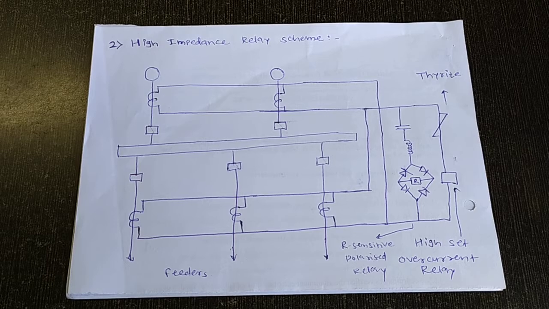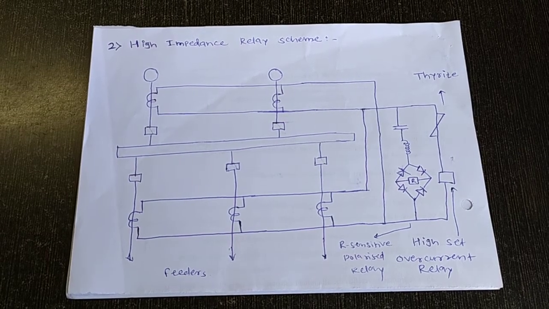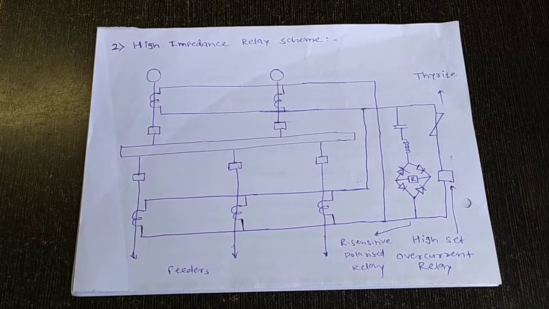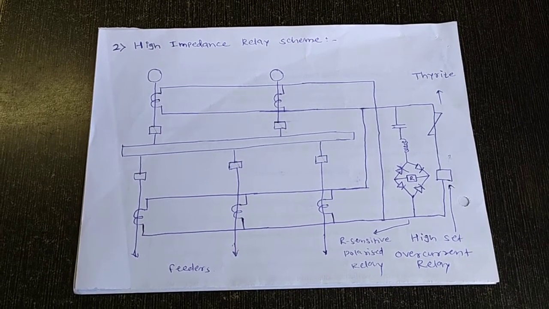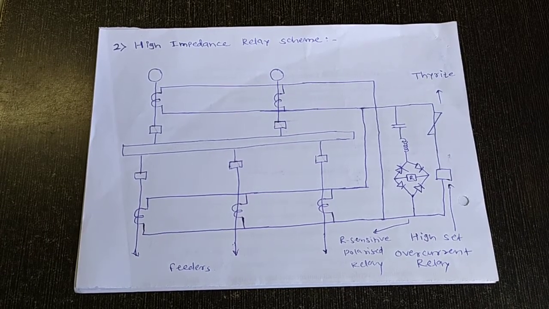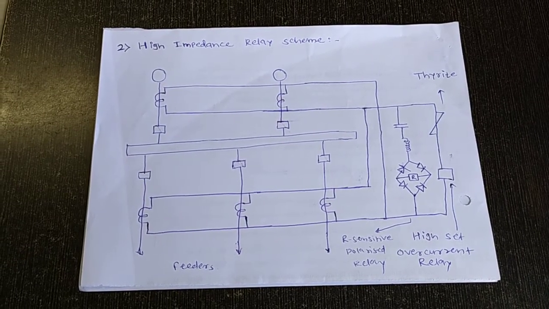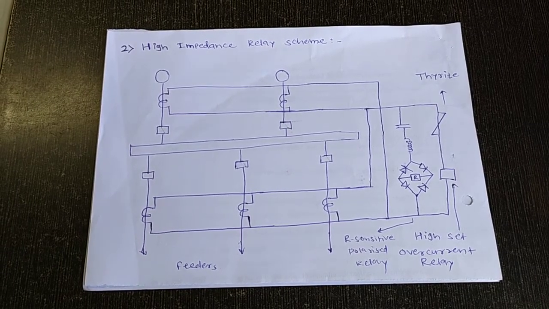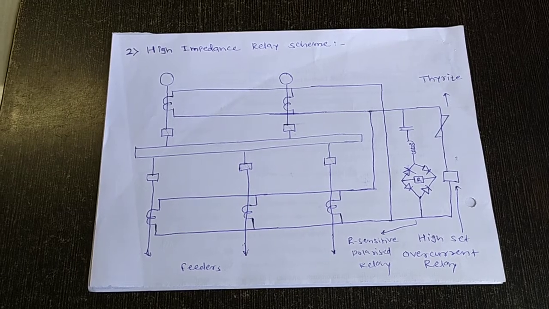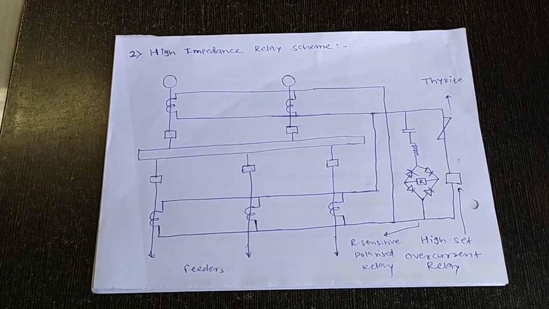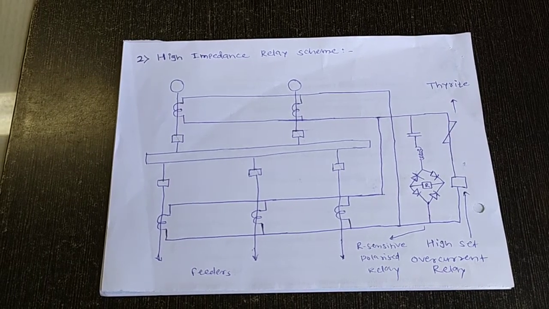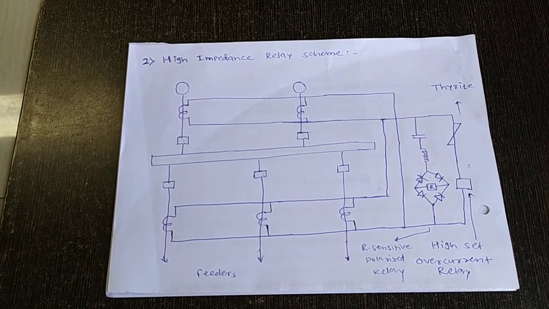This is the second method, the high impedance relay scheme for the protection of the feeder. In this, a sensitive DC polarized relay is used in series with a tuning circuit, which makes the relay responsive only to the fundamental component of the differential current of the CTs. The tuning circuit makes the relay insensitive to DC and harmonics, thereby making it more stable on heavy external fault.